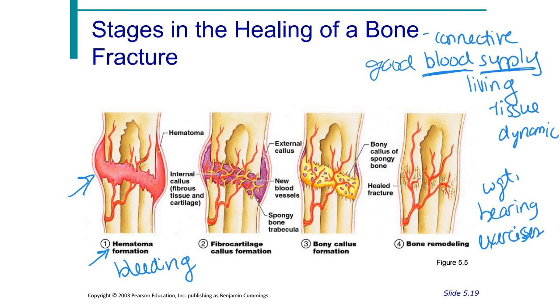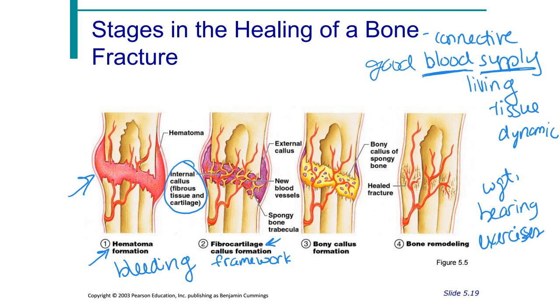Okay, the second step is going to be to lay down a fibrocartilage kind of framework or network. That's the callus that's being laid down. So it's essentially like you're building the initial, you can see it in yellow here on this second picture there.